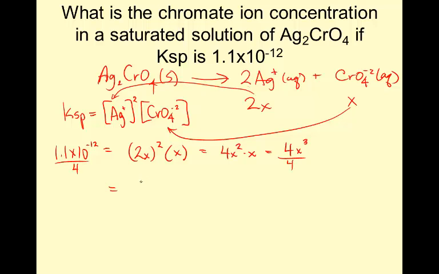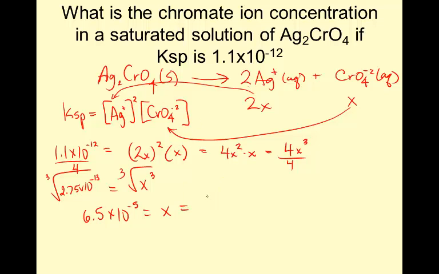And now I have X cubed is equal to, I wrote this on another sheet of paper, 2.75 times 10 to the negative 13th. Then I got to take the cube root of both sides to get X. And I find out the cube root of 2.7 times 10 to the negative 13th is 6.5 times 10 to the negative 5th. What does that mean? That's X. What is X?